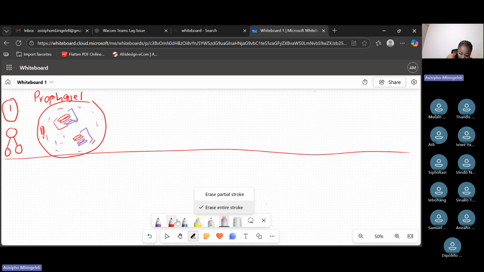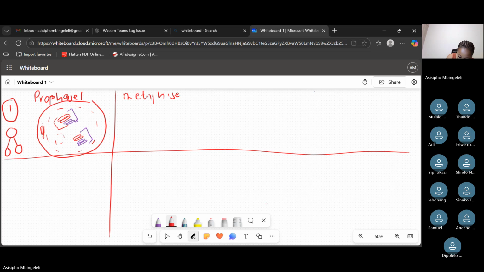So what we have over here, I'm going to separate this and then write metaphase. Now with metaphase, what are we having? We are having these chromosomes in pairs in the middle of the equator. This is metaphase.